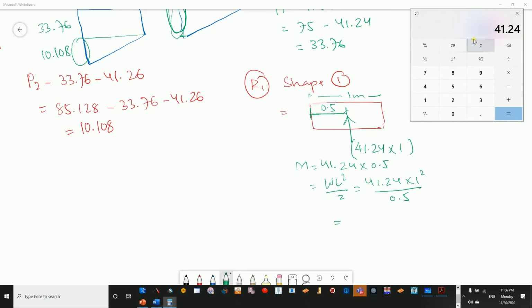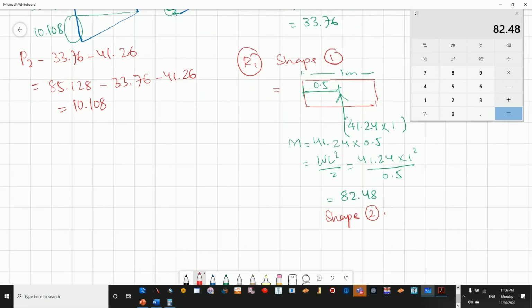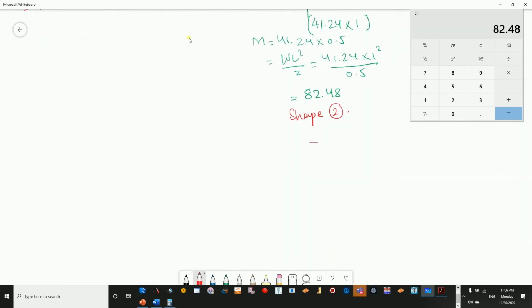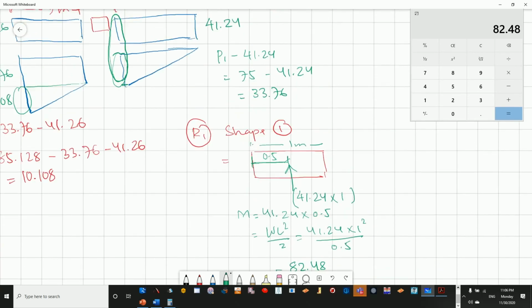41.24 divided by 0.5, that is going to give you 82.48. For shape number 2, it's a rectangle. Okay, so to calculate the force of the rectangle, we need to use half into base. The base once again is 1 meter into the height. So the height is how much we have got it here.